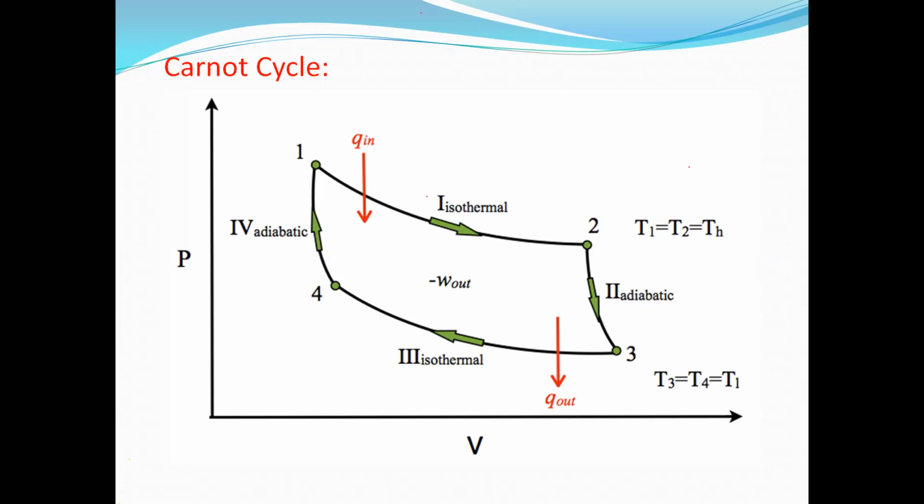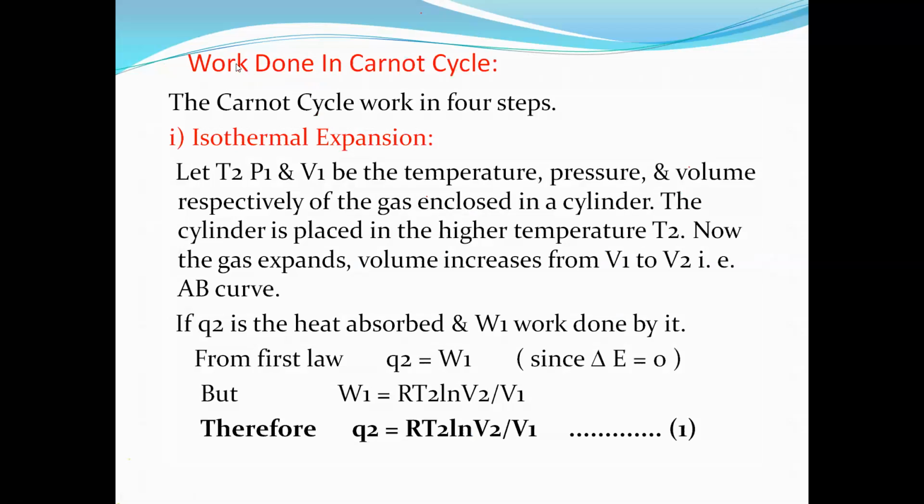So Carnot cycle works in 4 steps. We have seen isothermal expansion, adiabatic expansion, then isothermal compression, and fourth one adiabatic compression. Now see, that is the work done in Carnot cycle. That is very important whenever you are writing the answer. So what is the question here? Obtain expression for total work done in Carnot cycle. So this is the question.